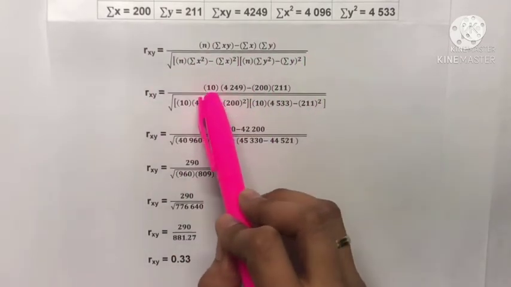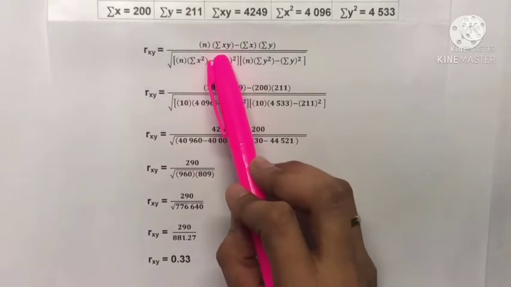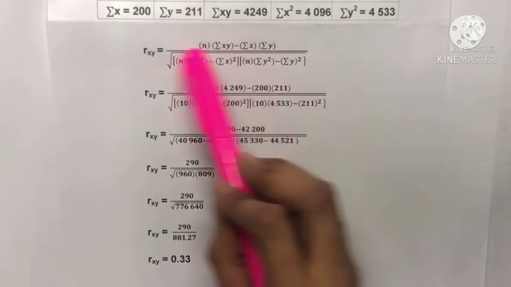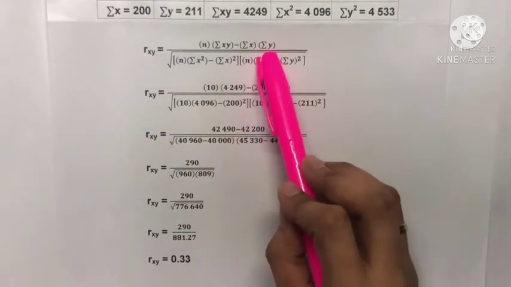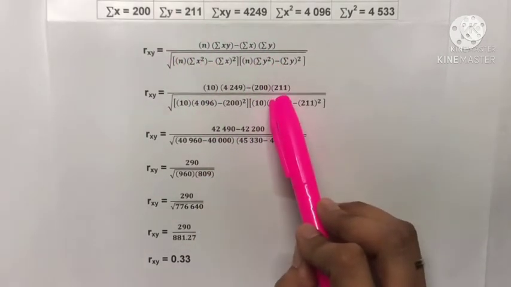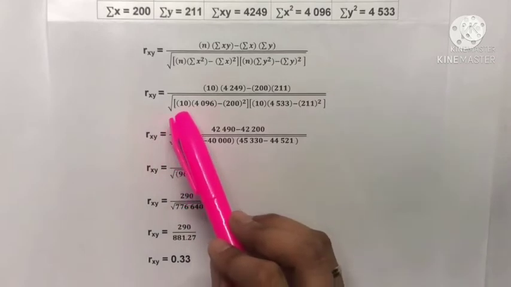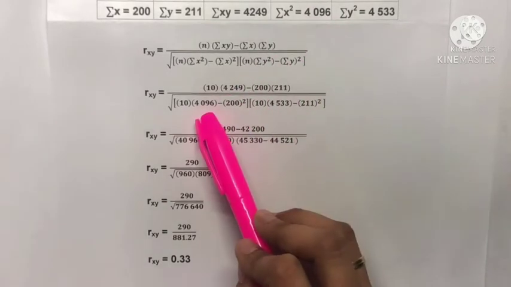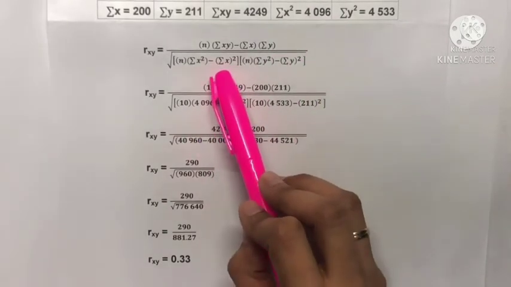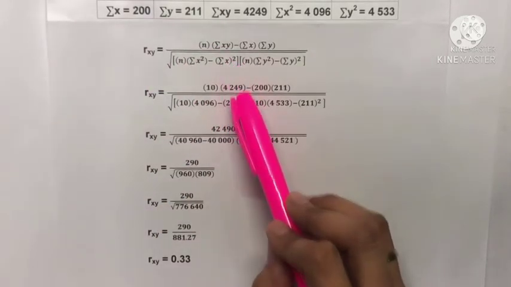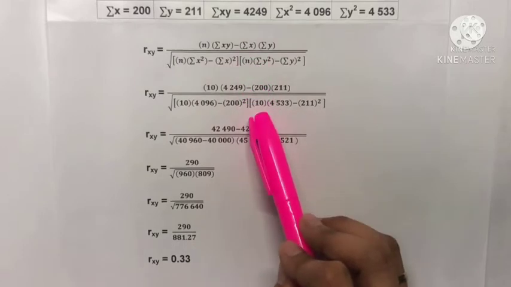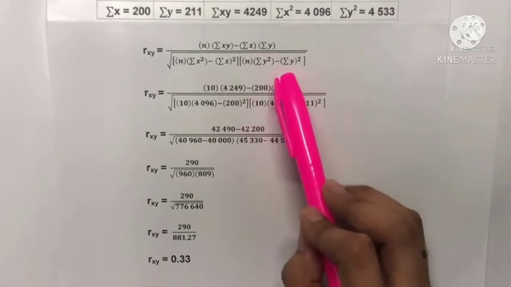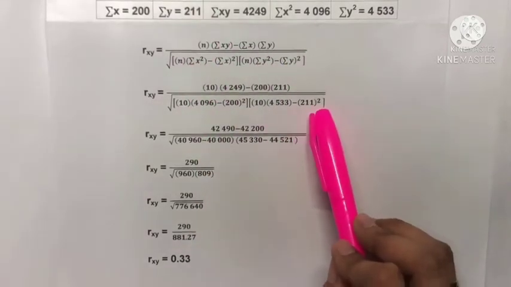So we will just substitute in this formula. Our n is 10 because we have 10 students. Summation of xy is 4,249 minus summation of x is 200, summation of y is 211, over the square root of n, which is 10, times summation of x squared, which is 4,096, minus summation of x, which is 200, squared, times n, which is 10, summation of y squared is 4,533, minus summation of y, which is 211, quantity squared.